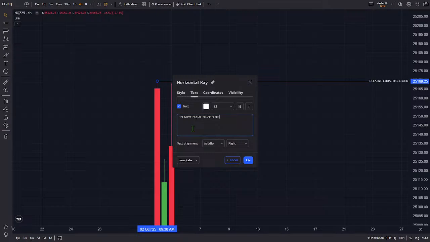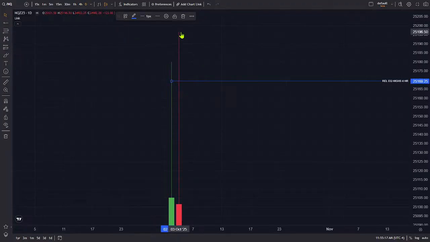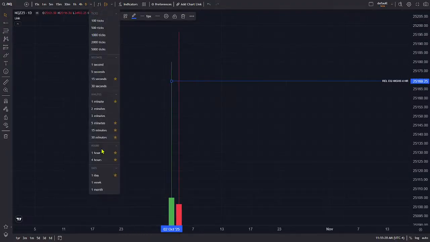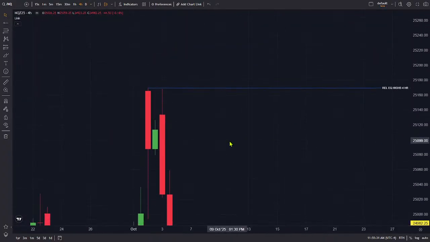It's going to be too many words if I put in that whole thing. I just put REL, relative equal highs. Okay, so this is the 4 hour. But it's also the daily. Oh, daily went a little higher. And so weekly also would be higher all the way up to here. Okay, let's go back to the 4 hour. Okay, so that gets us on the upside.